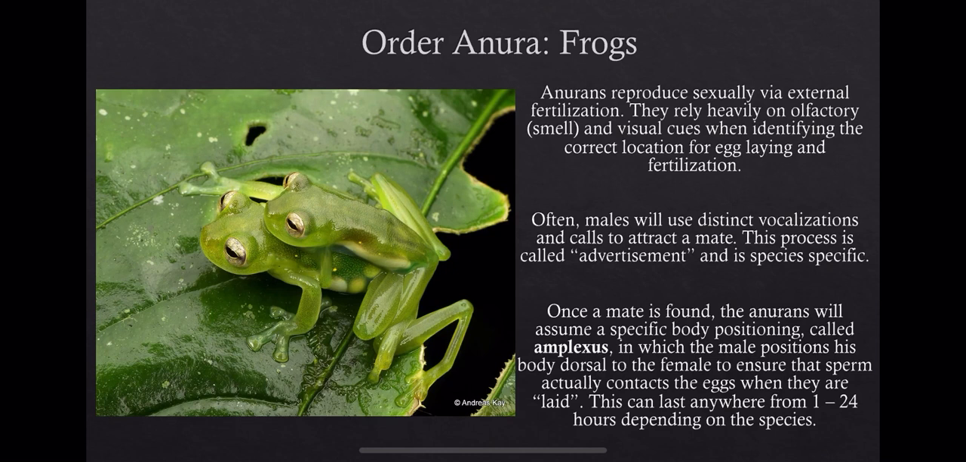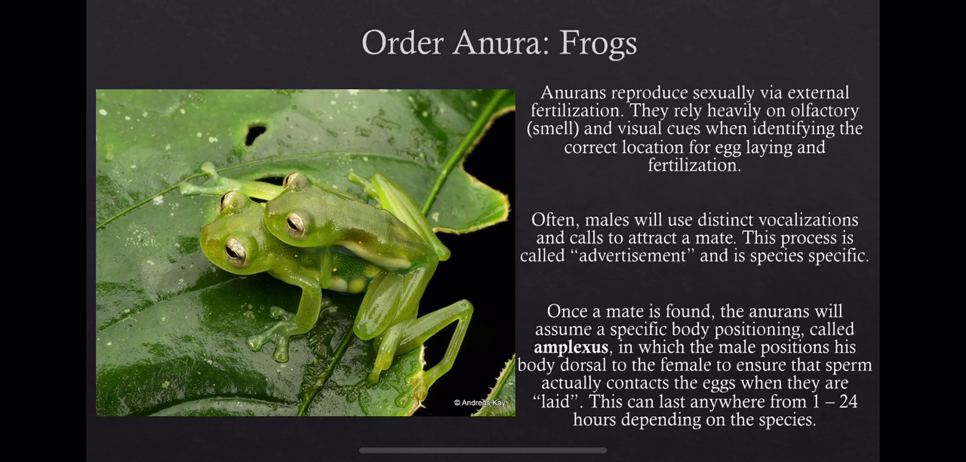So again, my anurans reproduce sexually via external fertilization. They rely on something called amplexus to help them with their fertilization. And amplexus is a very distinct body positioning. So the female is on the bottom, the male is positioned there on the top, and essentially it hooks the dorsal ends of the organism together so they can make sure that egg and sperm contact each other upon egg laying. It can last anywhere from 1 to 24 hours. So amplexus can be a very short experience or a very long experience, but it is external fertilization.